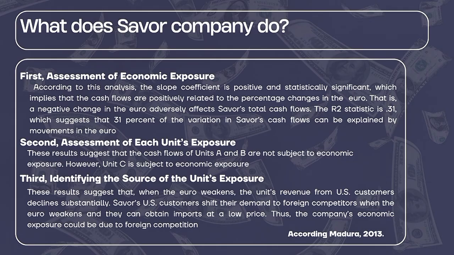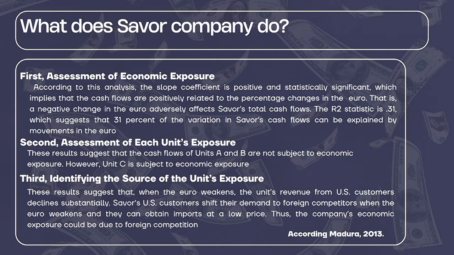So, what does Sever Company do? First, assessment of economic exposure. Sever applies regression analysis to determine whether the percentage change in its total cash flow is related to the percentage change in the euro value. According to this analysis, the slope coefficient is positive and statistically significant, which implies that the cash flow is positively related to the percentage change in the euro. That is, a negative change in the euro adversely affects Sever's total cash flow.